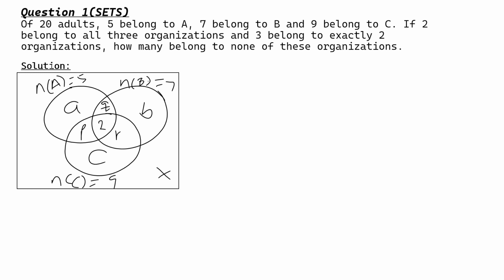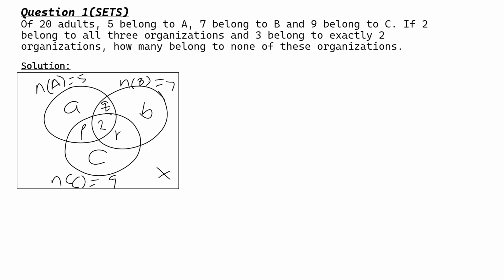Good. Now, for A only, let's represent it by small letter a. For B only, small letter b. And C only, small letter c. Now, from the question, 3 belong to exactly 2 organizations. Meaning, from what I've drawn here, P plus Q plus R equals 3. P is A and C only, so belonging to only 2, right? Exactly 2. Now for A and B, let's represent it by Q, and for B and C, R. So only is the keyword.